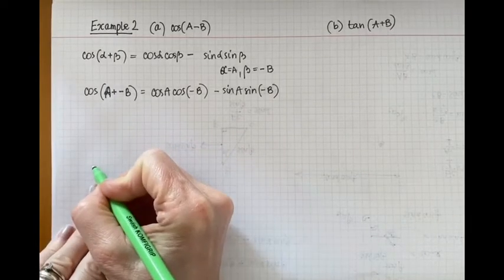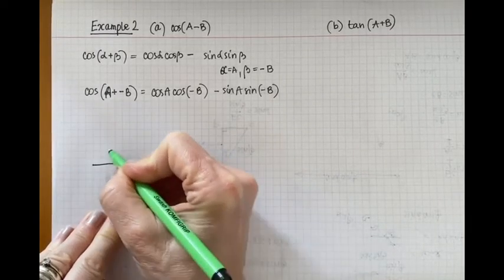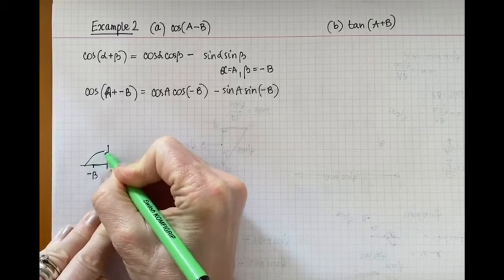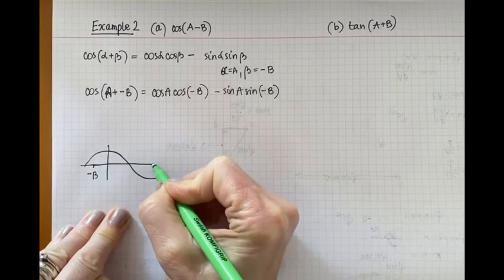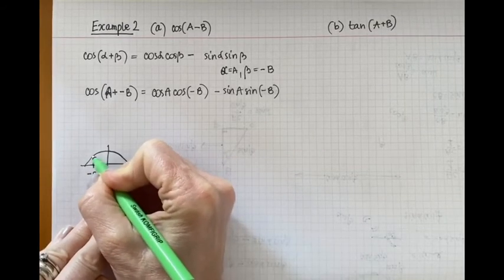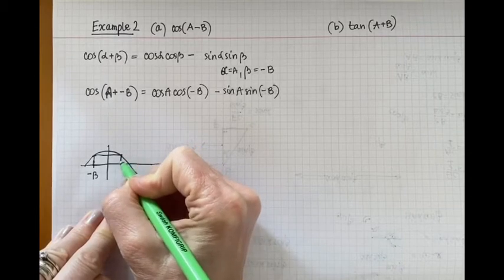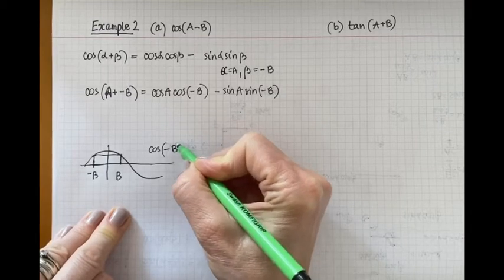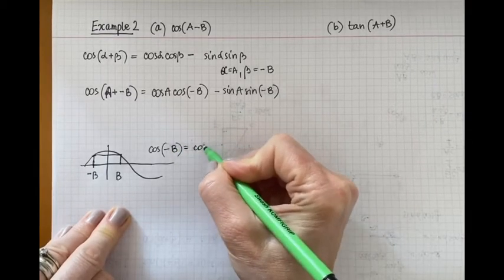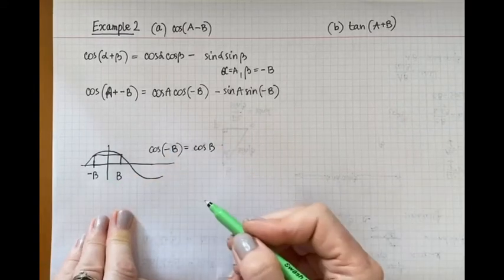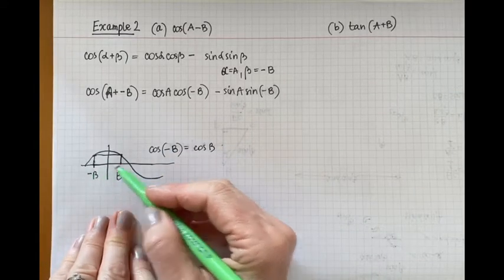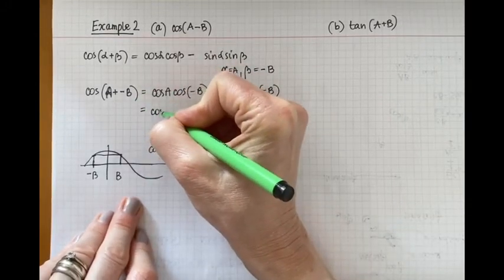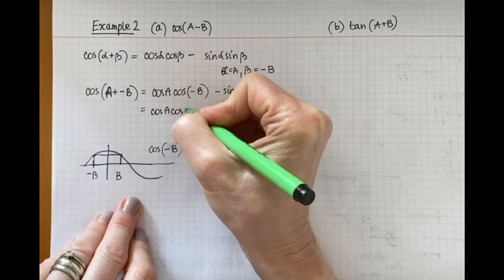Now, cos is an even function. So when you draw a cos graph, imagine there's my minus B, and there is my cos graph. It doesn't matter where it is, somewhere it's a negative angle, so it's going to be exactly the same as cos B. Its property of being an even function means that it's symmetrical about the y-axis. So whatever the negative angles get, the positive angles get as well. So you are going to get cos A and cos B.